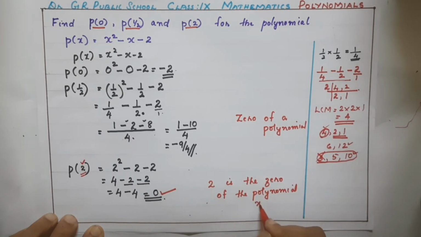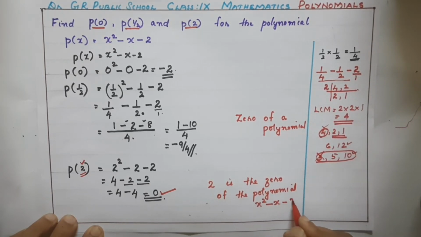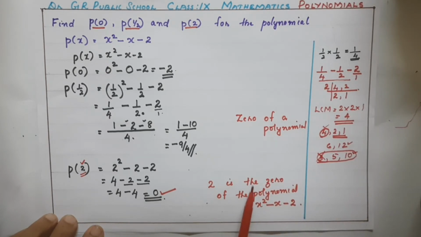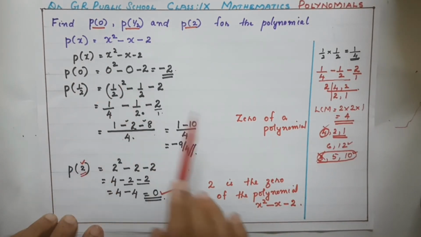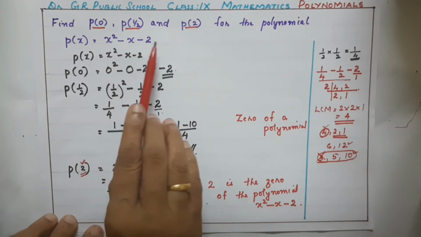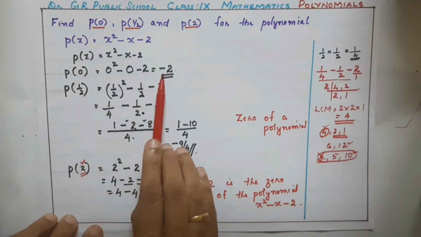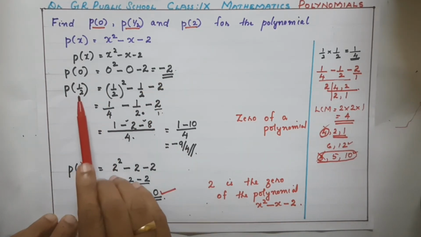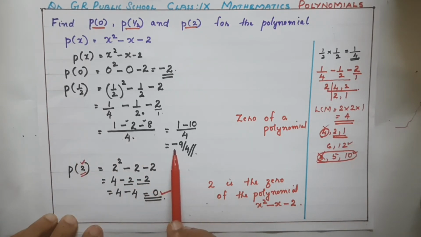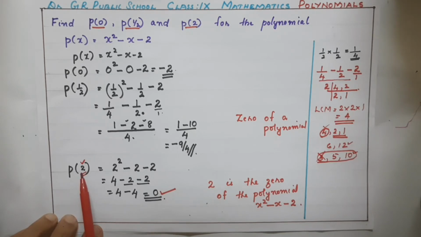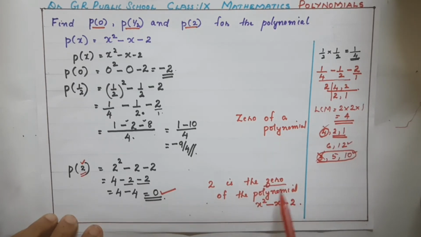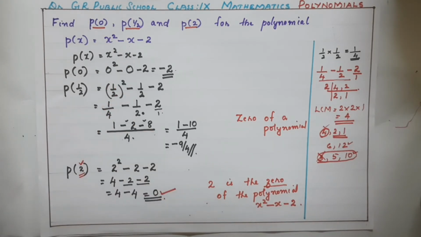Polynomial x square minus x minus 2. Can we call 0 as a zero of this polynomial? No, but why? When we put 0, we got the polynomial value as minus 2. When we put 1 by 2, we got the polynomial value as minus 9 by 4. But when we put 2 for the variable, the polynomial value becomes 0. So this 2 is called a zero of the given polynomial.